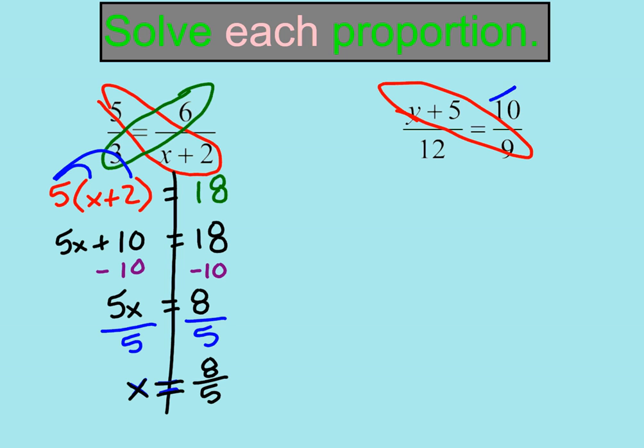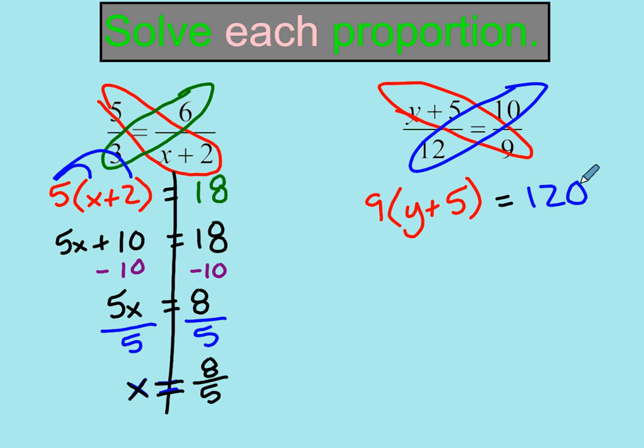So here I have 9 times y plus 5 equals 12 times 10, which is going to be 120. Draw a line down my equal sign. Next thing I'm going to do is do my distribution here. 9 times y is going to be 9y. 9 times 5 is going to be 45. Still equals 120.